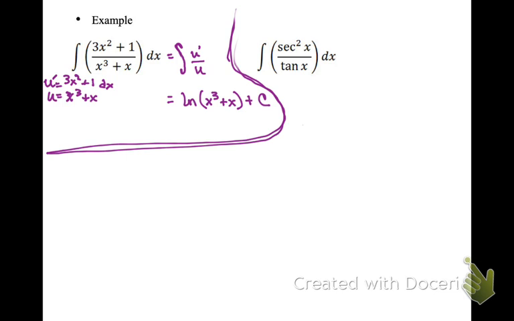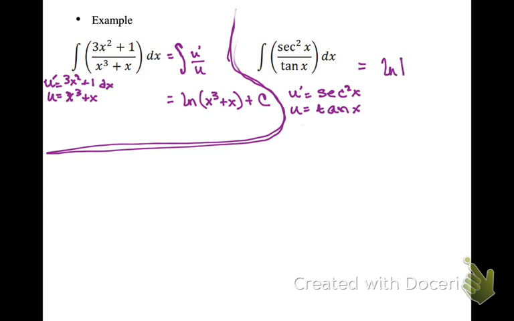Okay. So what am I going to do first? U and u prime. So u is tangent of x. How do I know it's tangent of x? It's the denominator. And so the derivative is secant squared of x. Can I just jump to the answer? Yeah. So what's the answer? The natural log of tangent of x plus c.